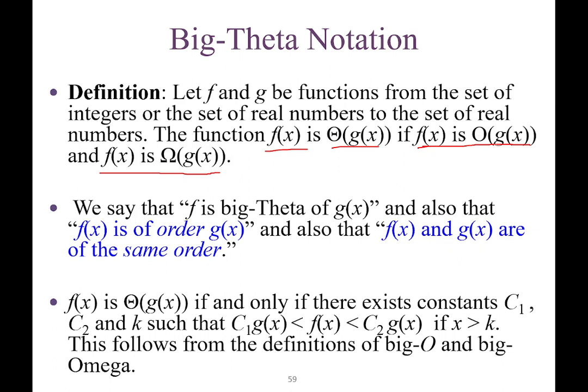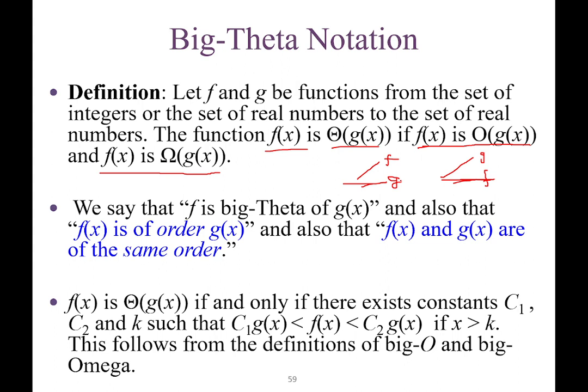If f of x is big O of g of x, it means g of x dominates f of x. Then f of x is big omega of g of x means g of x is its lower bound, so f dominates g of x.